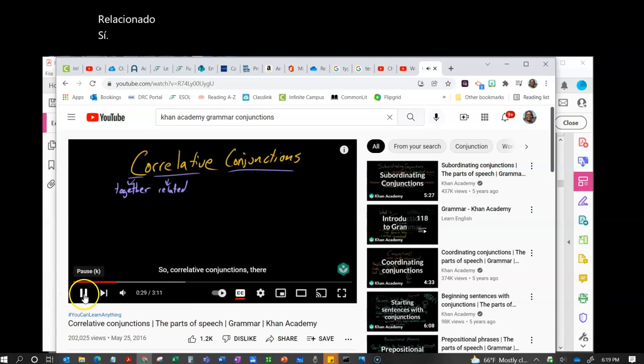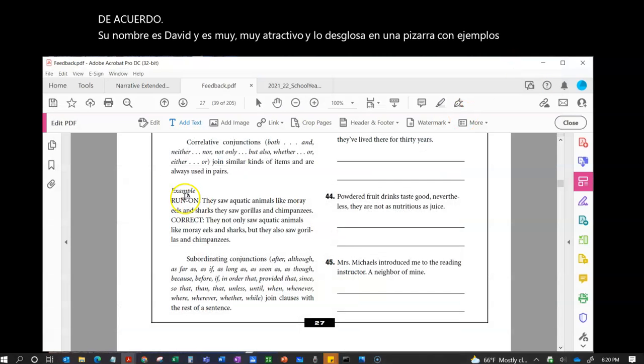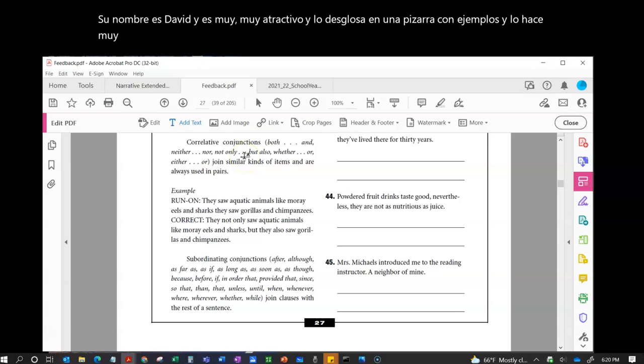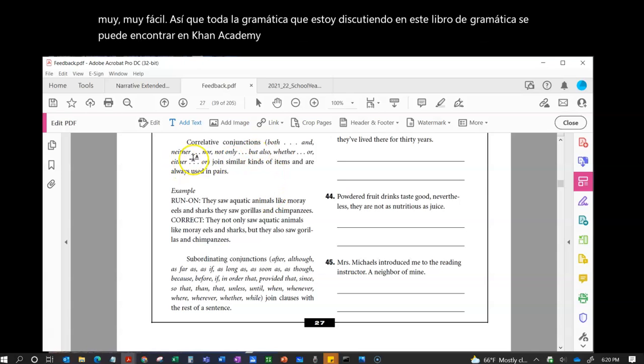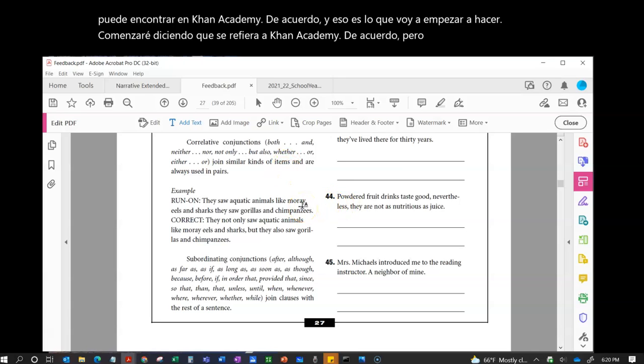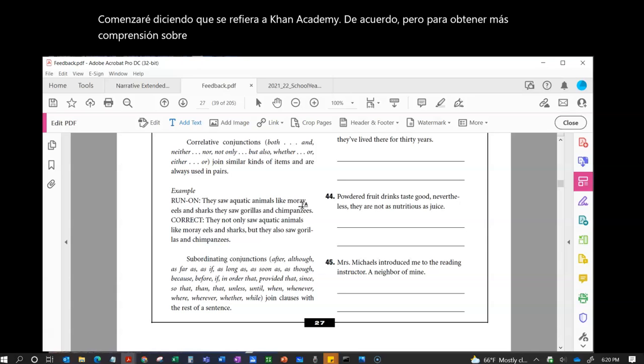Okay. So correlative conjunction. His name is David, and he's very, very engaging. And he breaks it down on a blackboard with examples, and he makes it very, very easy. So all of the grammar that I am discussing in this grammar book can be found on Khan Academy, okay? And that's what I'll start doing, is I'll start saying refer to Khan Academy, okay? So, but to get more understanding on conjunctions, okay, because it only helps your writing to understand grammar, okay?